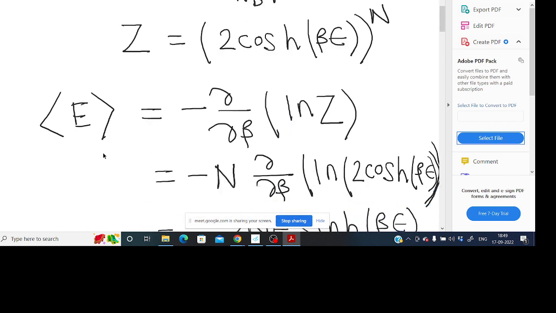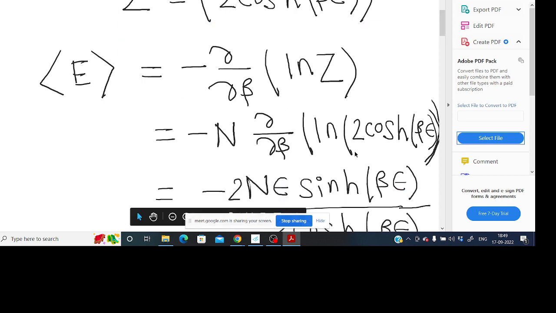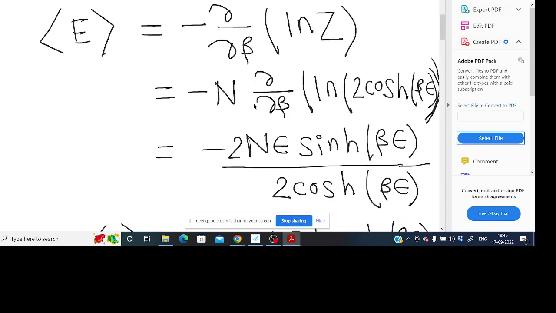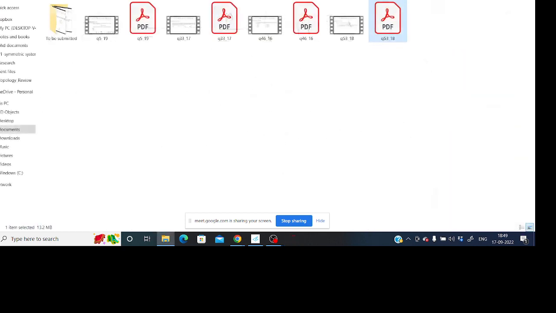Yes, sir. Average energy is defined as this, minus del del beta of log Z. Now if you put Z equal to this here, then you will get this. Any confusion here or no? Sir. Okay, this is just this thing. I mean, if you have, sorry, I cannot write here.